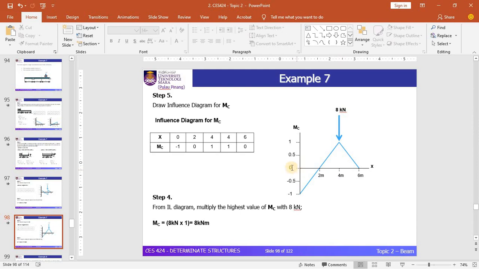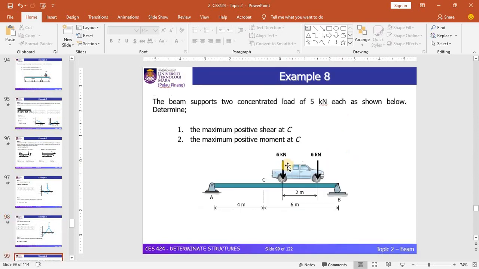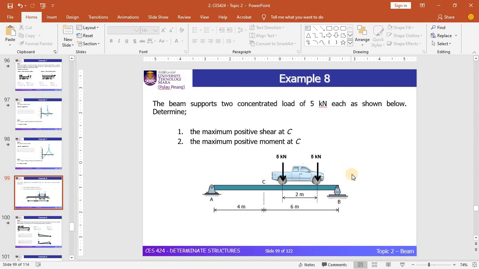Let's look at another example. In example 7 we have seen one point load. In this example we have two point loads, which are demonstrated by the vehicle load, or the truck, here. The wheel load of the truck will impose a point load of 5 kilonewton for the front and the rear wheel.